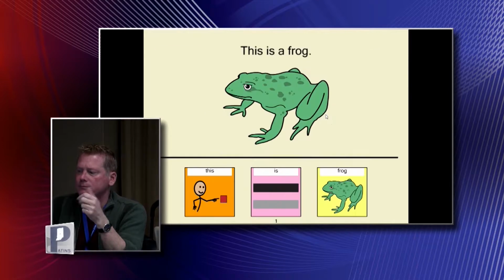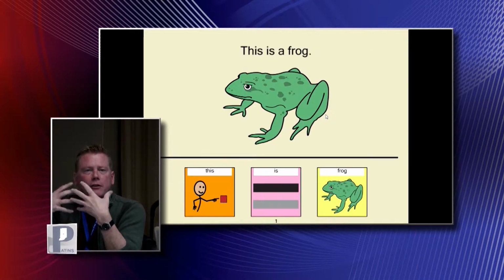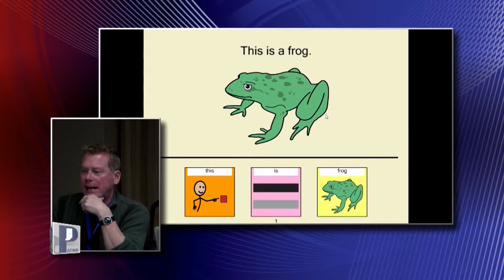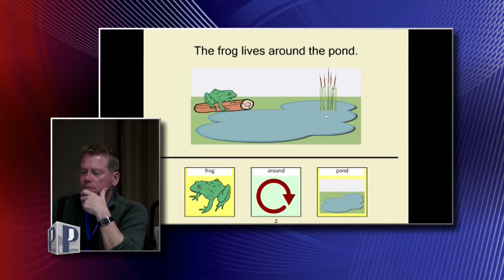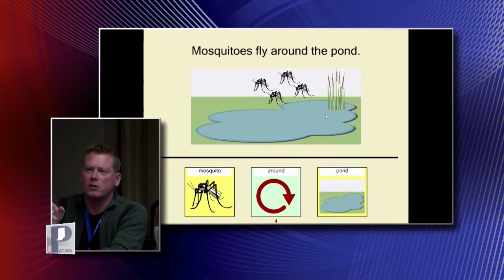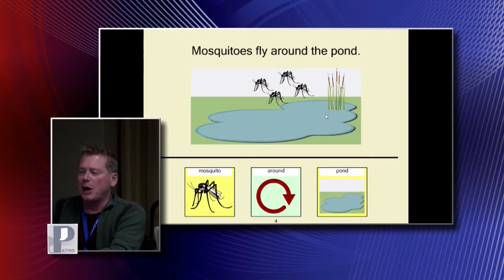I click it again. This is a frog. There's some picture symbol support that later the individuals are going to be able to interact with. Frog lives around the pond. This is a mosquito. We have lots of them in Wisconsin. They're not as big as the mosquitoes around Minnesota, though. Okay, so I'm going to go back.